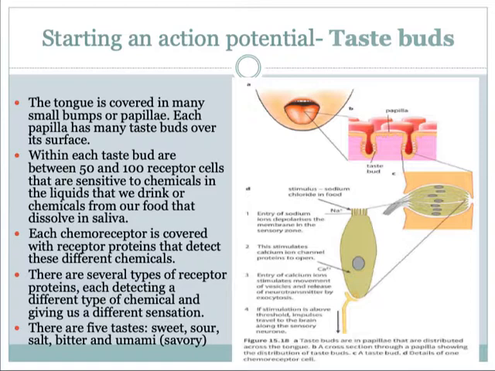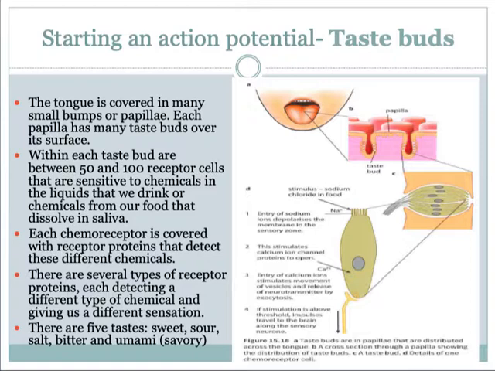Chemoreceptors in the taste buds that detect salt are directly influenced by sodium ions, right? And that makes sense. These ions diffuse through highly selective channel proteins in the cell surface membrane, and this leads to depolarization of that membrane. And the increase in positive charge inside the cell is the receptor potential.